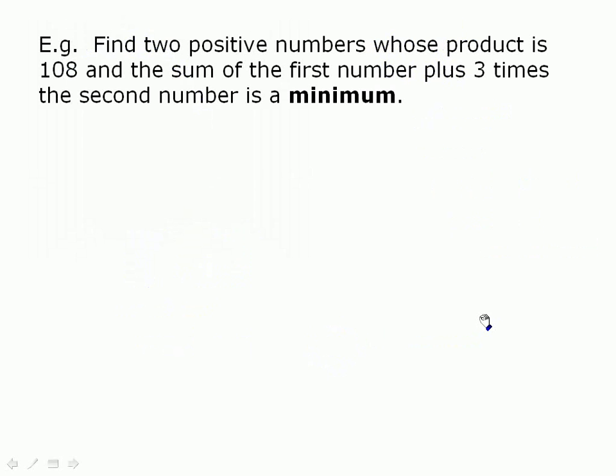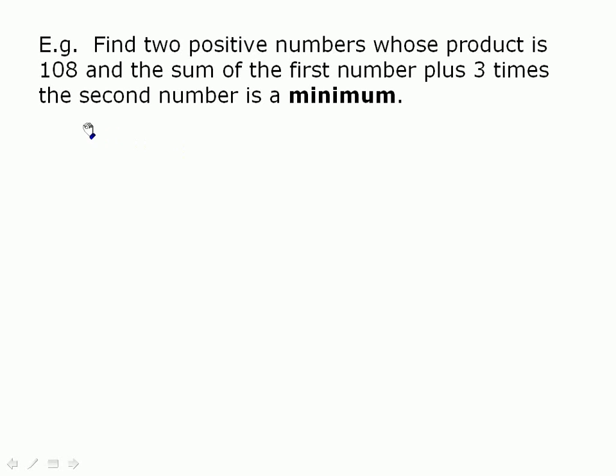Now this next question is not that complicated, but there are lots of number questions in most textbooks. Here we want to get two positive numbers, so it's got to be bigger than 0, whose product is 108 and the sum of the first number plus 3 times the second is a minimum. So we are trying to minimize something.